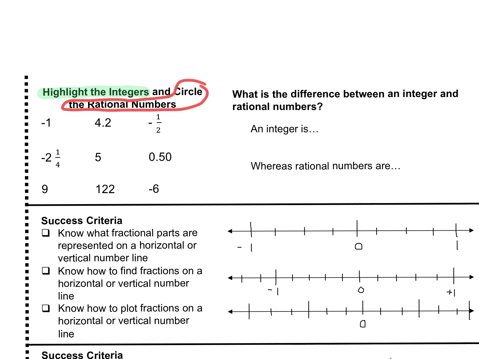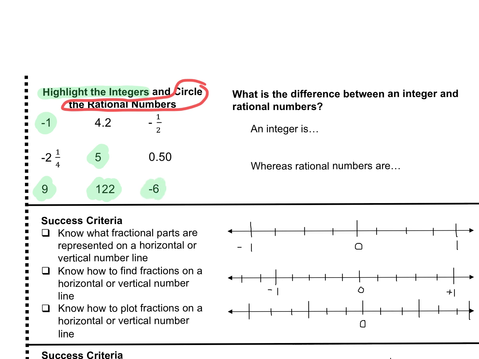Our first integer is -1. It's negative and it's a whole number, therefore it's an integer. Our second integer is +5. It's positive and it's a whole number, which means not a decimal or a fraction. So that's my second integer. My third integer is 9. My fourth integer is +122. And my last integer is -6.